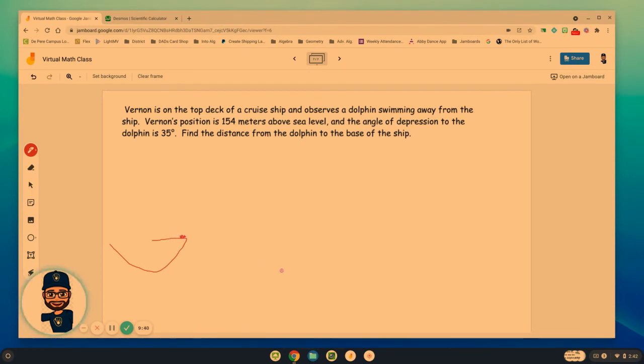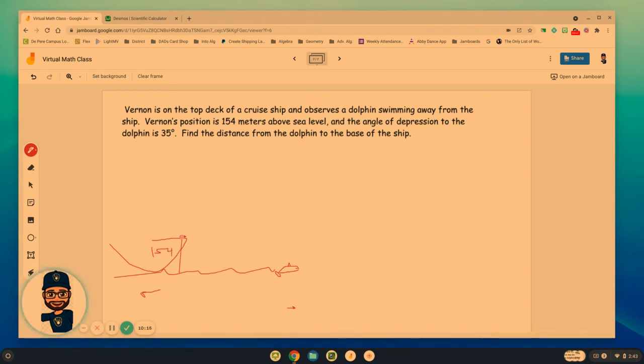He observes some sort of a dolphin down here. Oh, this is not going to be good. I can't really draw a dolphin, but we'll try. Oh, that's pretty close. All right, he sees this dolphin down here swimming away from the ship. Right, the ship is going that way. The dolphin is going to the right. Vernon's position, okay, if he's standing here, is 154 meters above sea level. All right, so if this is the water, he's 154 meters above the water.